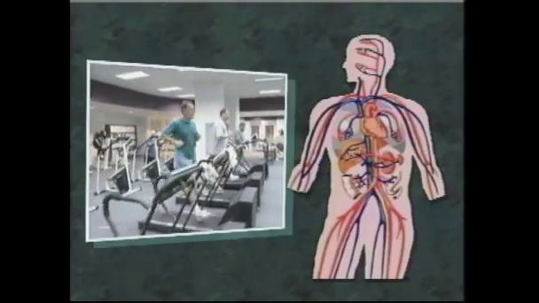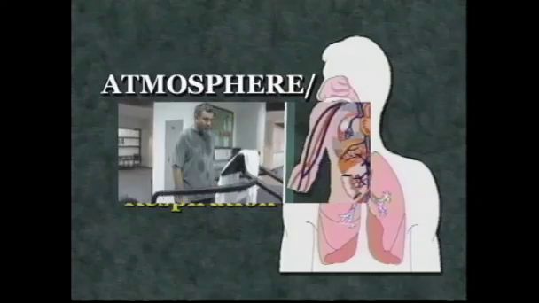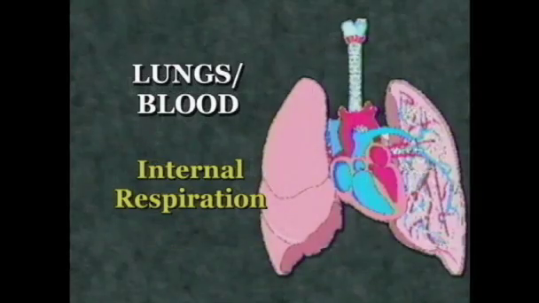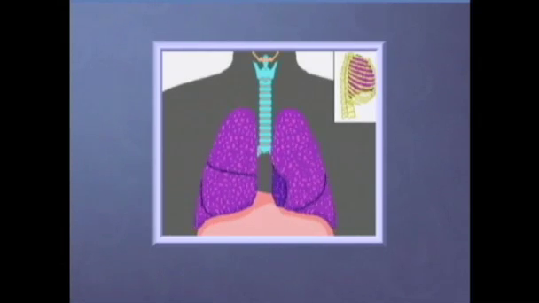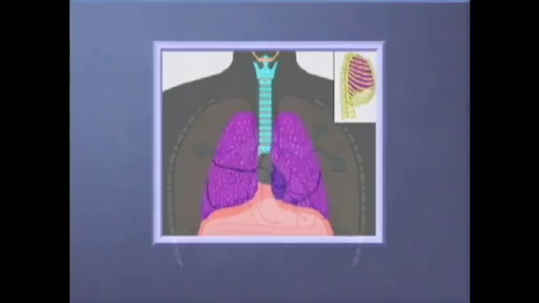There are 3 places where oxygen and carbon dioxide are exchanged within the body. 1. Atmosphere to lungs, external respiration. 2. Lungs to blood, internal respiration. And 3. Blood to body cells, cellular respiration. The body exchanges gases with the atmosphere by inhaling and exhaling.